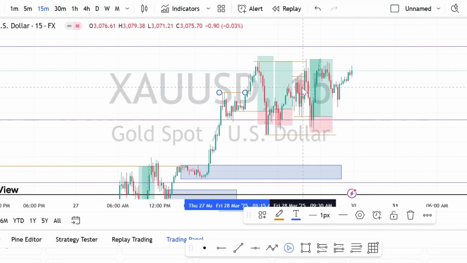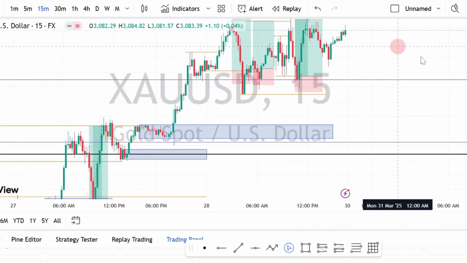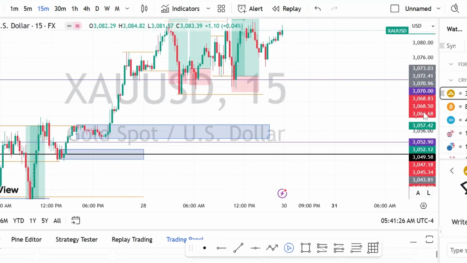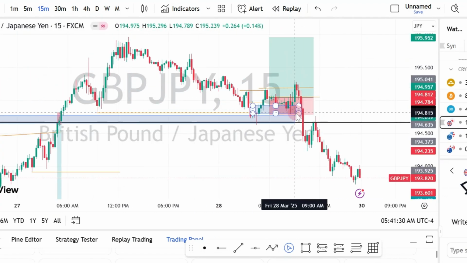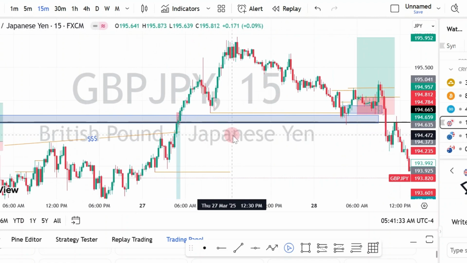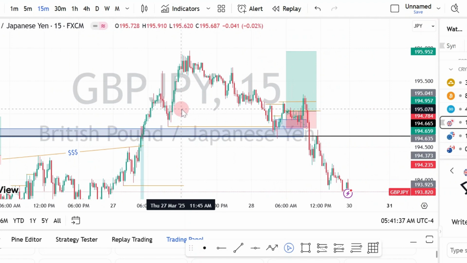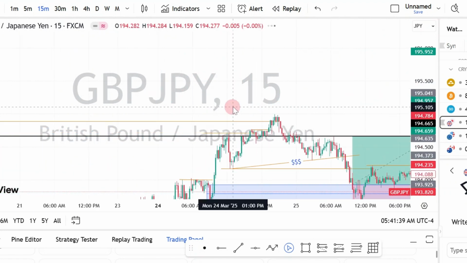Anyway, that's it on gold. That's all my trades on gold for this week. I also took a trade on GBPJPY, and that one also hit my SL. So I took a trade on GBPJPY.